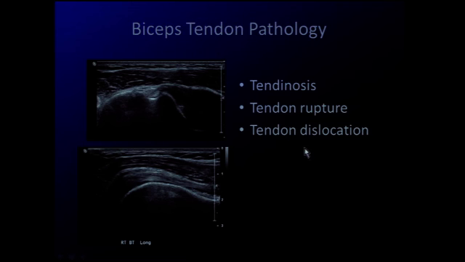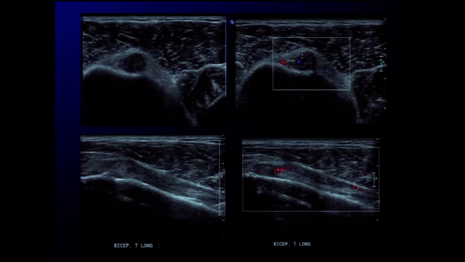Now, one other pathology to discuss with the biceps tendon is that at times it may either dislocate or sublux out of its bicipital groove. Okay, so now we have another patient with anterior shoulder pain, and we can see that the biceps tendon has lost its normal hyperechoic appearance. In this case, it is thickened, hypoechoic.